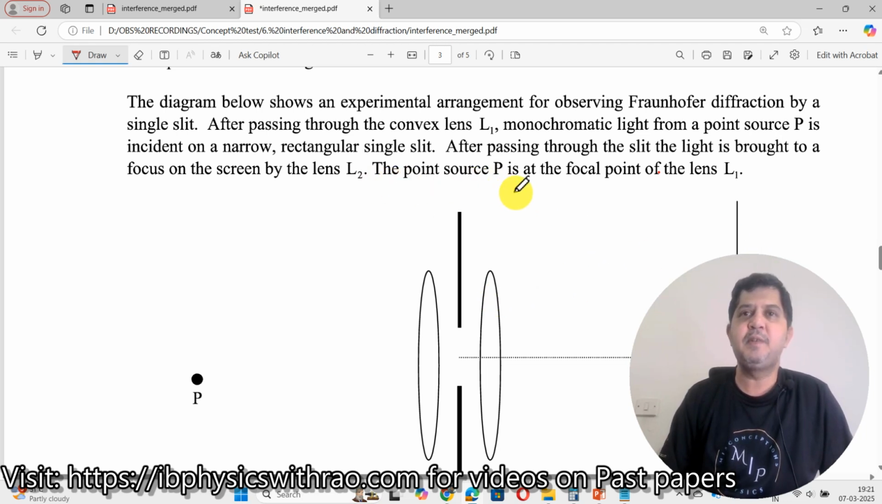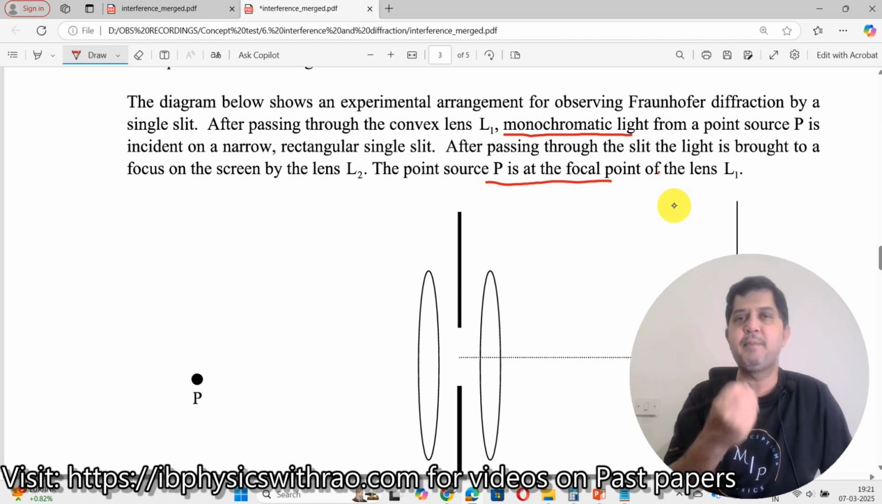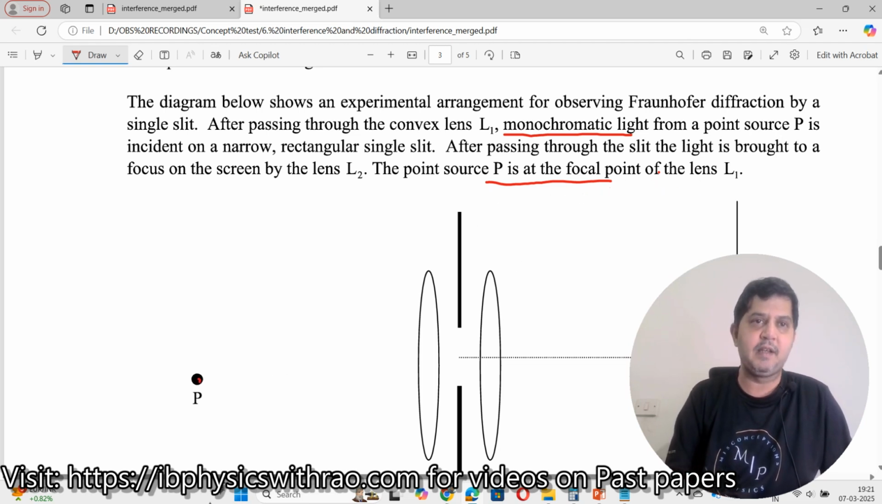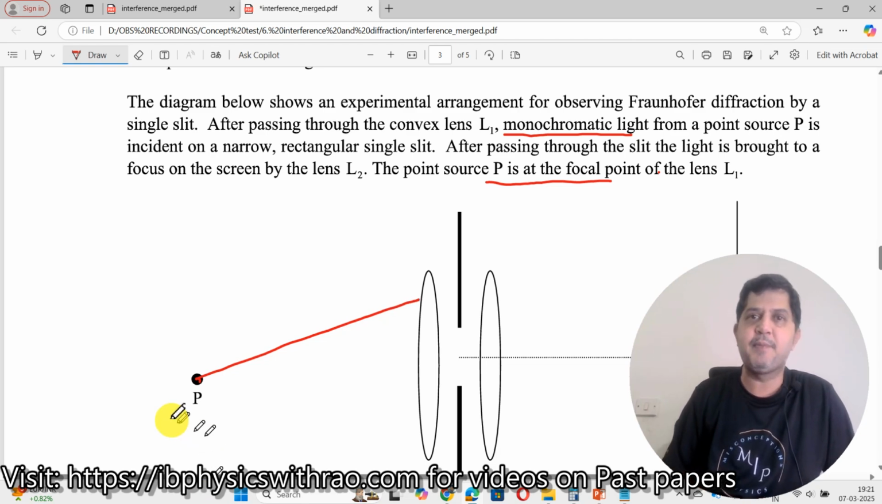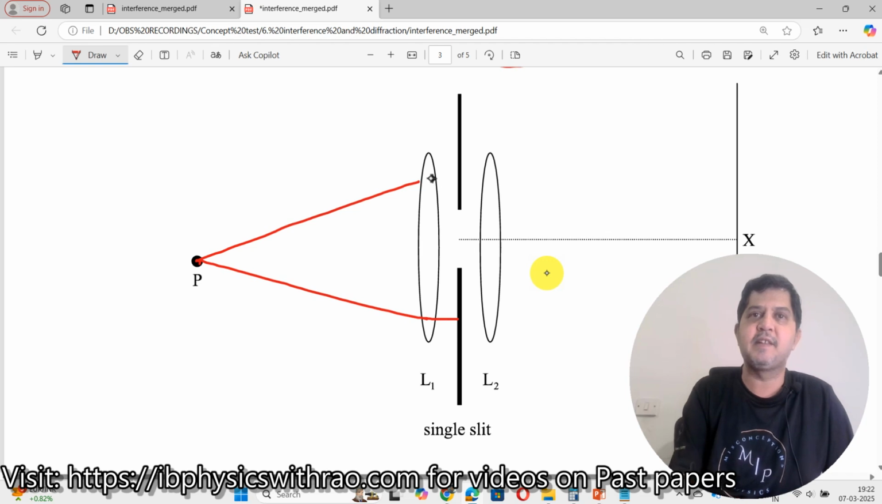Then the point source P is at the focal point of the lens L1. This is very, very important. There are two things which are very important here. First is monochromatic light. That means a single wavelength, maybe like a sodium source or a laser source. The point P is the focal point of the lens. Which means any ray that passes through the focal point, after refraction, will be rendered parallel to the principal axis.